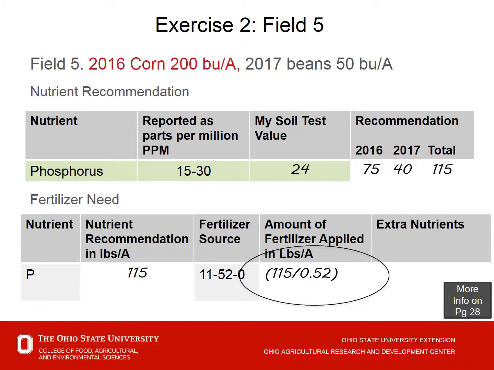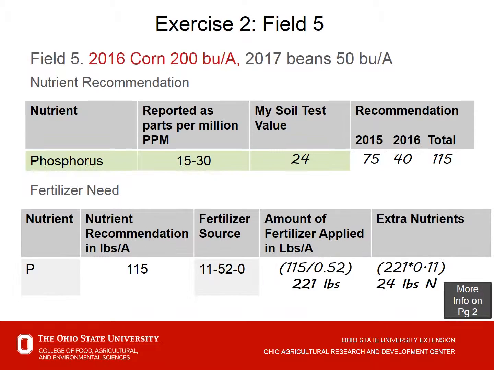Let's do the same to come up with the amount of fertilizer needed for field 5. Here we have a 115 pound nutrient recommendation. We're using our 11-52-0. 115 divided by this percentage, which is 0.52 of P2O5 in our fertilizer source, we come up with a recommendation of 221 pounds. In this case, our 221 pounds, 11% nitrogen, we have 24 pounds of nitrogen, depending on how we're applying it, that we may or may not have available as far as crop production is concerned.